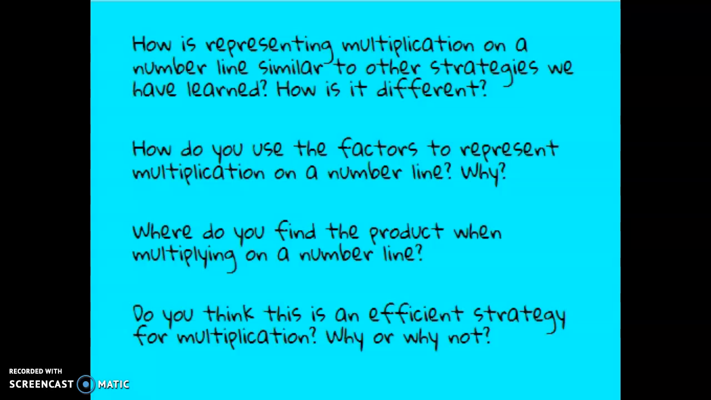Do you think it is an efficient strategy for multiplication? Why or why not? This is going to be an individual opinion. I think it's very efficient. It's very visual for me to see it, but it may not be for you. It's just a strategy that I'm teaching you, and of course you've learned other strategies, so you've got to find out which one works best for you. I kind of like all of the strategies that we've done thus far, but again, that's going to be a personal choice for you.